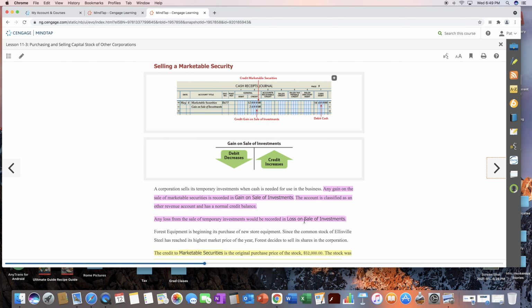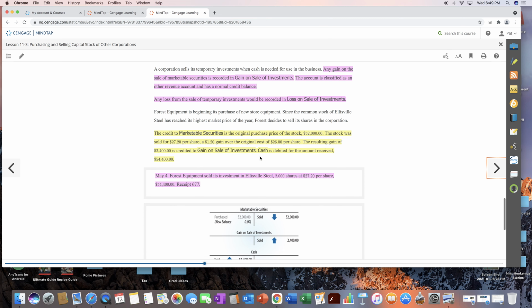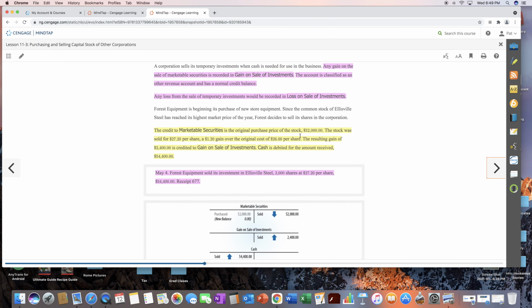If there was a loss of sale investments, it would be a debit. They don't show us that example. So for our purposes, we're just worried about the gain of investments here, which would be a credit. The credit to marketable securities is the original price of the stock, kind of like what we talked about with treasury stock, the original price. Marketable securities will be credited for the original price.